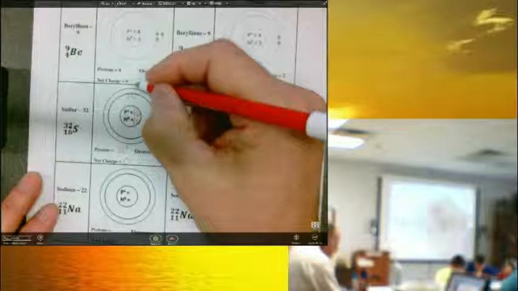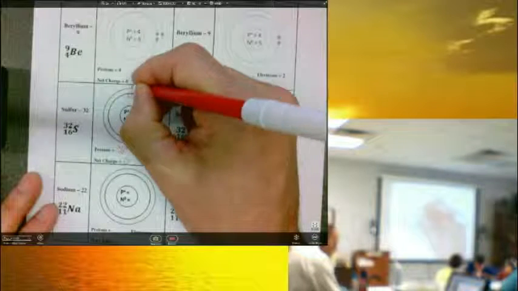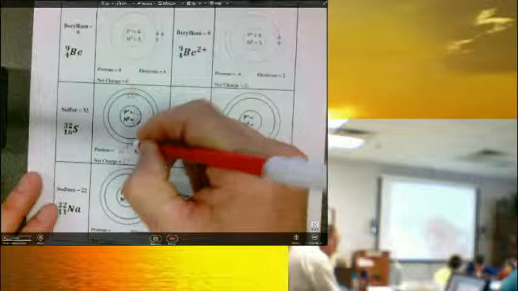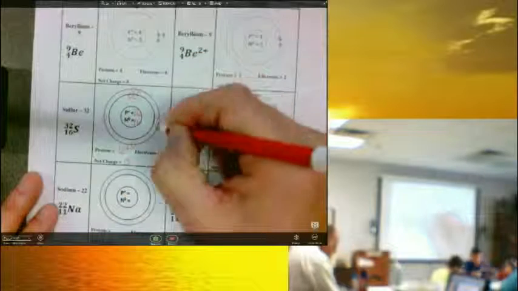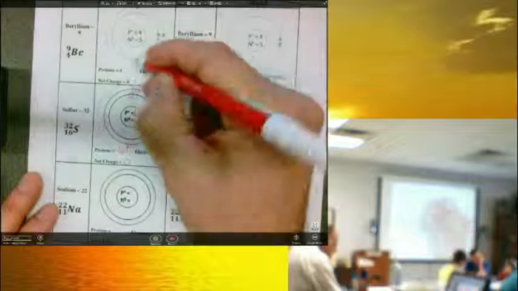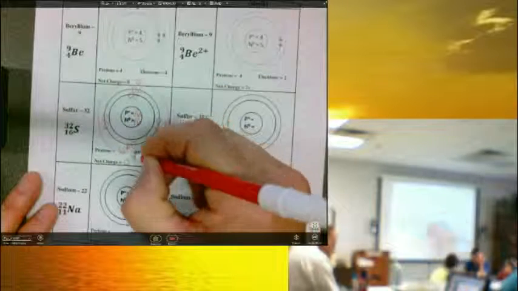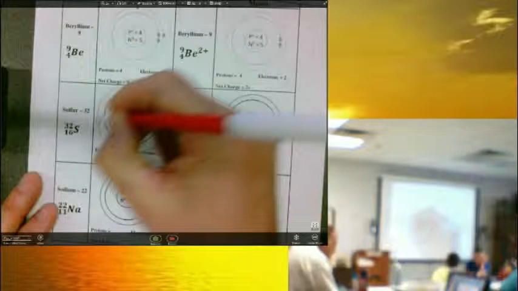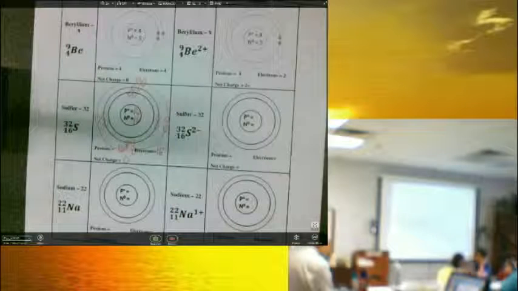Okay? Do we have enough shells here? No. Well, we will draw another one. There's 10. We need another shell. 11, 12, 13, 14, 15, 16. There we go. Okay, so that is our sulfur, neutral.